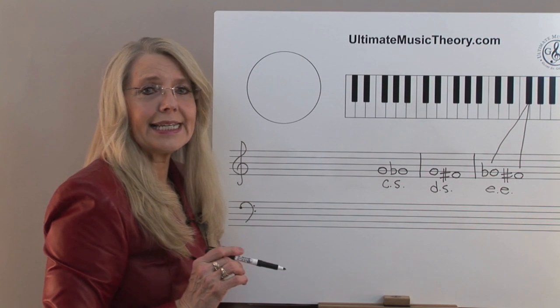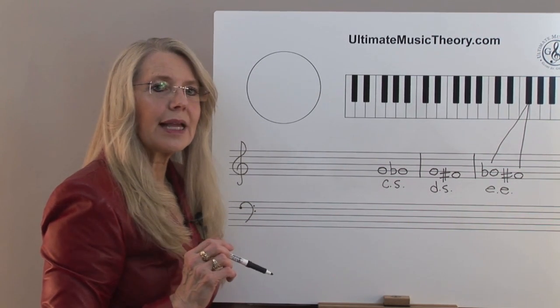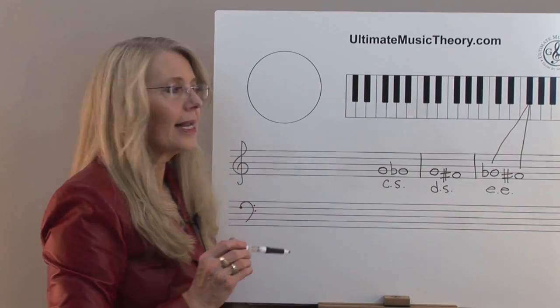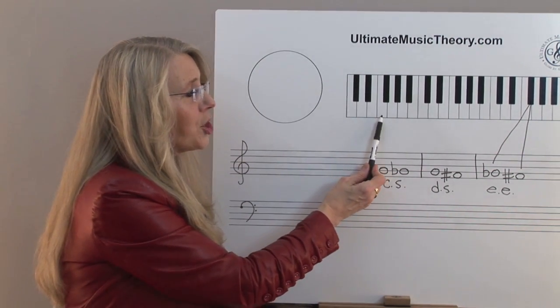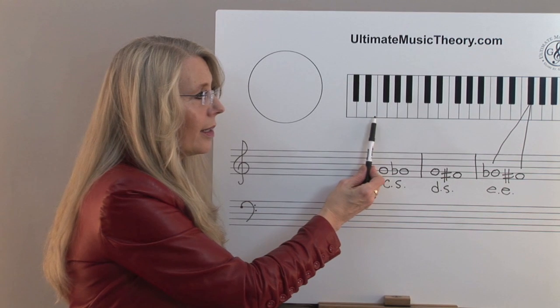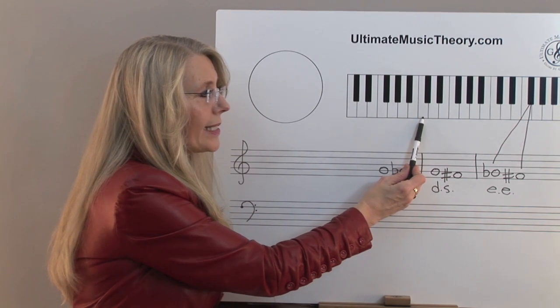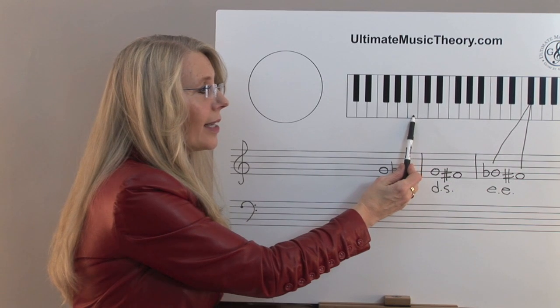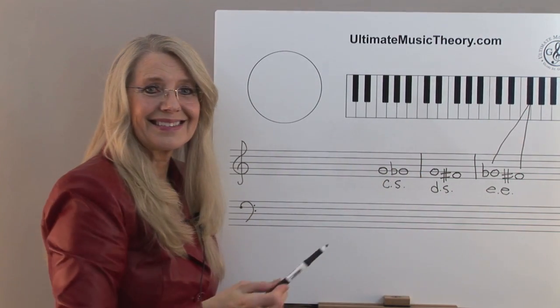There are 4 white keys that have 2 names, and these are enharmonic equivalents: E sharp or F, F flat or E, B sharp or C, and C flat or B.